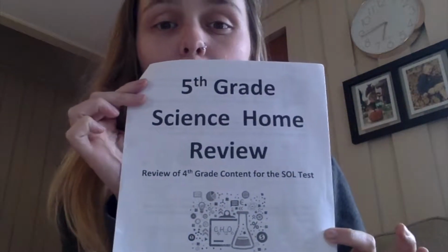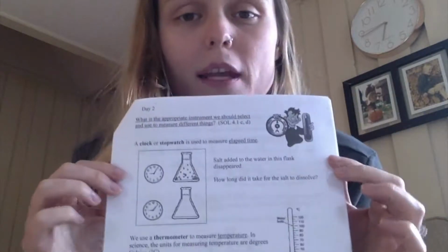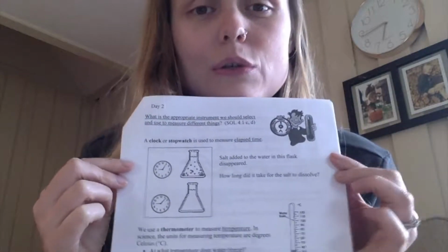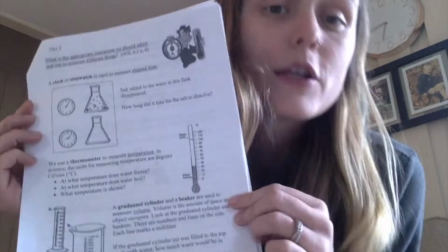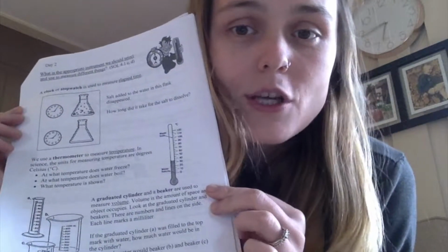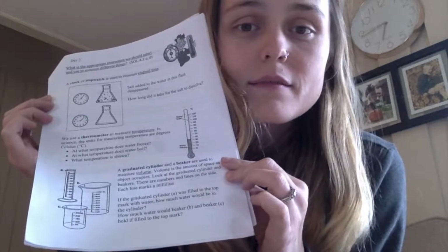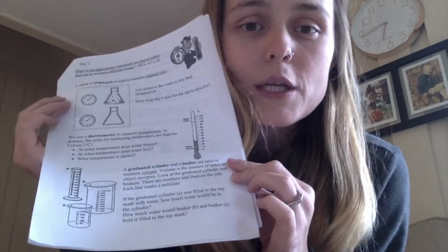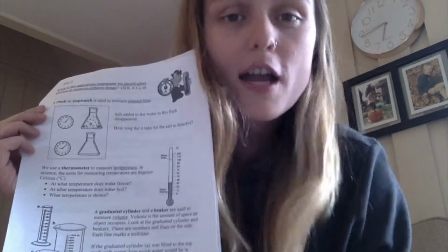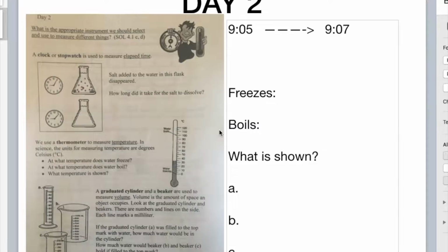Hey, fifth grade. Today we're going to be working in our fifth grade science home review packets. And today we are working in day 2. Now, all of day 2 has to do with what we learned in math as well. We're talking about how to measure things and what kind of units we're going to be using. So, open it on up and follow along.